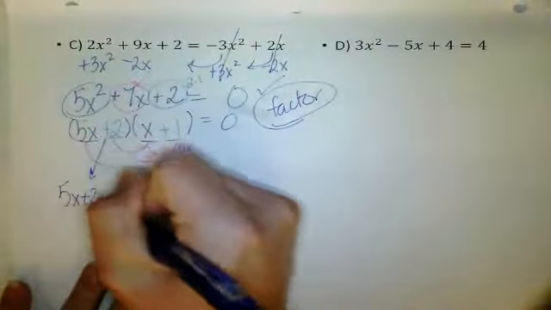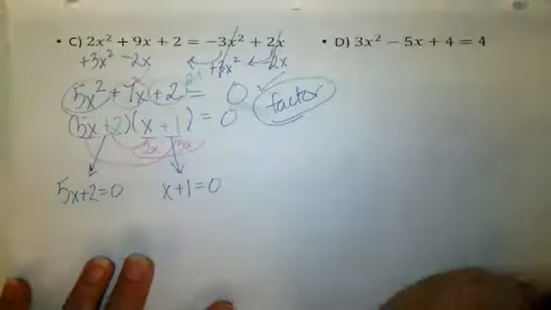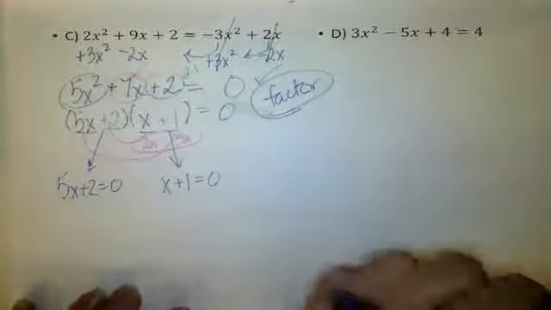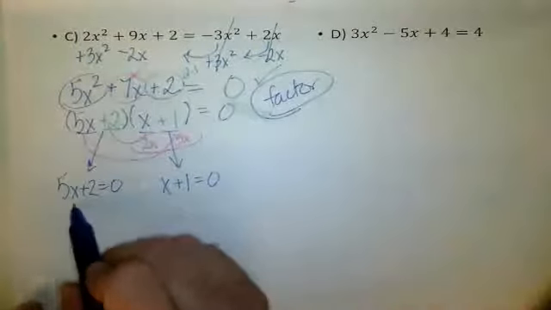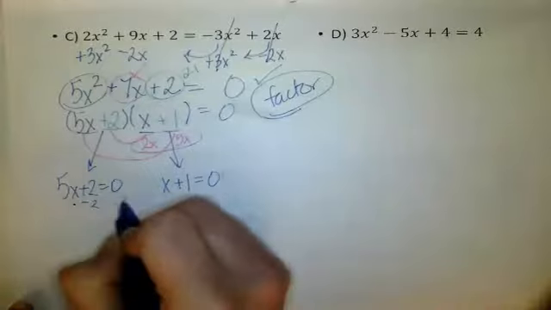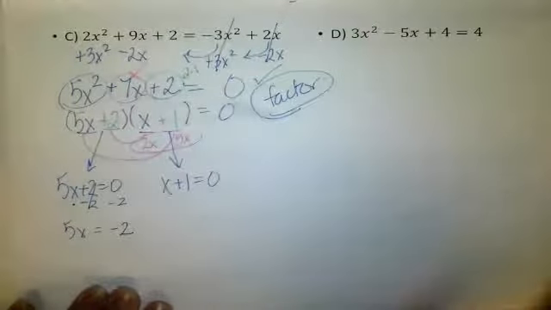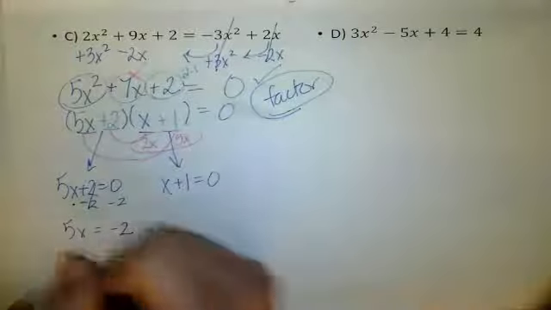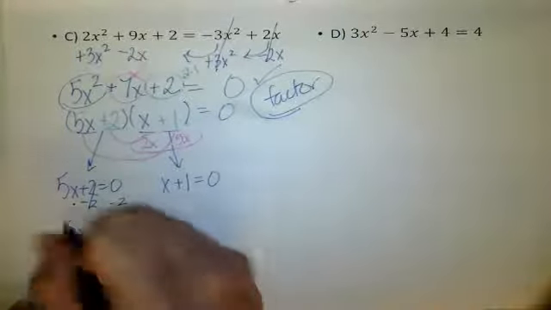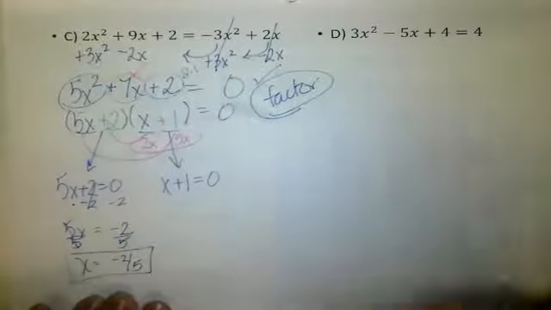So 5x plus 2 gets set equal to 0. X plus 1 gets set equal to 0. And then we can isolate x. What should I do first to isolate x? Subtract 2, subtract 2. So we get 5x is equal to negative 2. And then divide by 5, divide by 5. So x equals negative 2 over 5, negative 2/5.